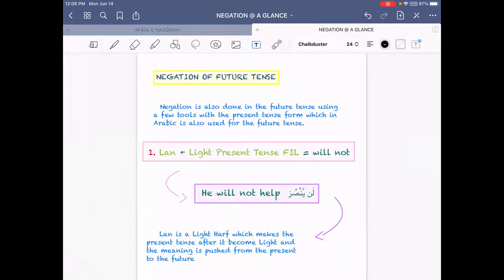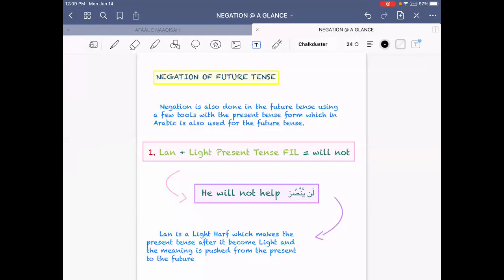Negation in the future tense. Because we are dealing with jumla filya, we're dealing with fail, we know that there are three time zones: past, present, and future. So we will do the future tense now. Negation of future tense. Although you see none on the screen, just keep in mind that whatever tools we used in the present tense negation, that is la nafia and ma nafia, can also be used for future tense. Because when we started out doing fail, we saw that there's a separate word with its own rules and everything for past tense.